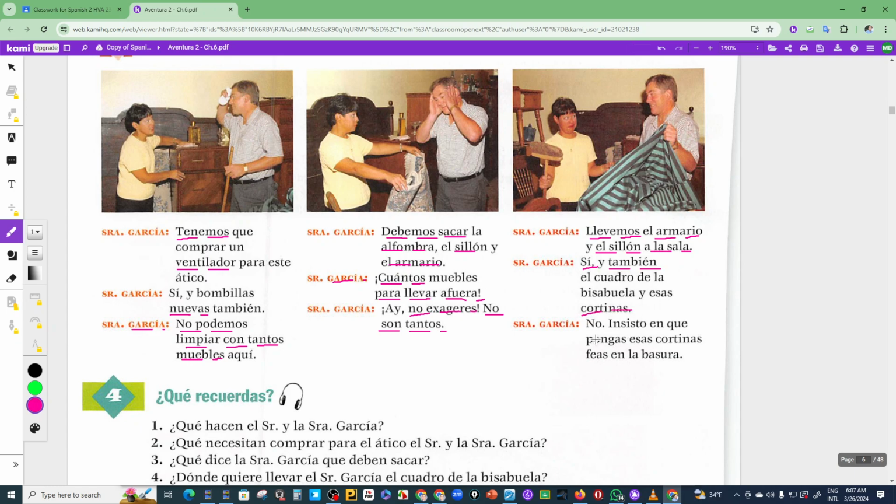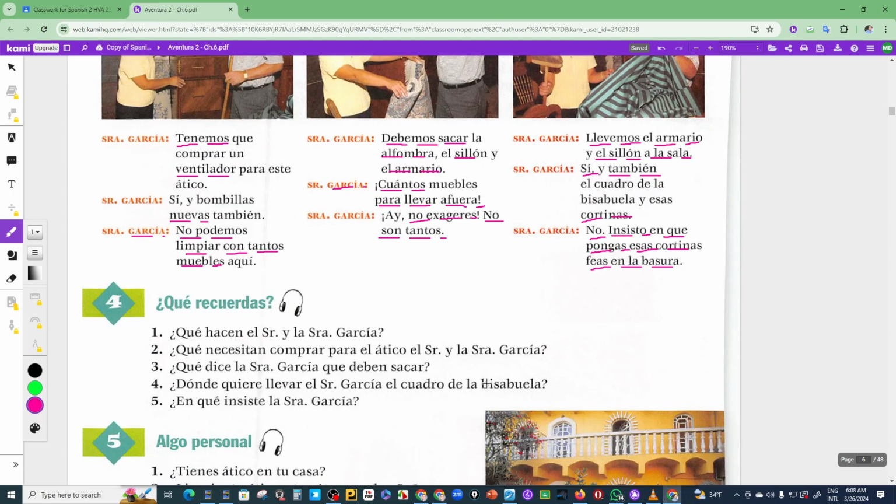Cortinas, curtains. No, no. Insisto, I insist. En que pongas esas cortinas. En que pongas, I insist. In that you put, poner, pongas, esas cortinas feas en la basura. Where is Mr. Garcia suggesting to put the curtains? En la basura, in the trash.